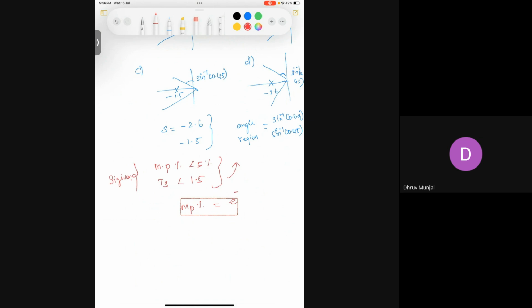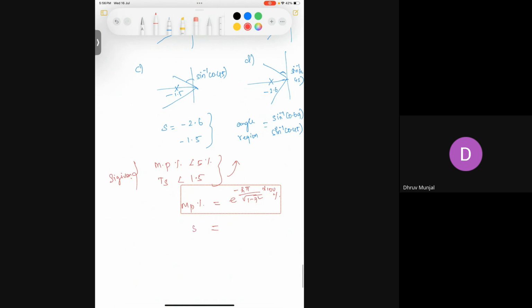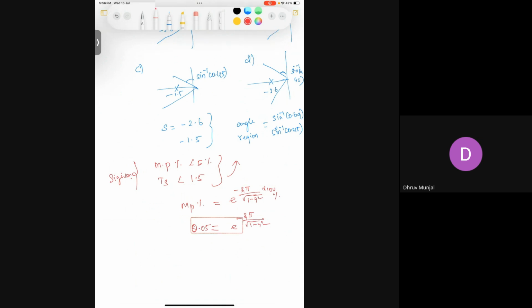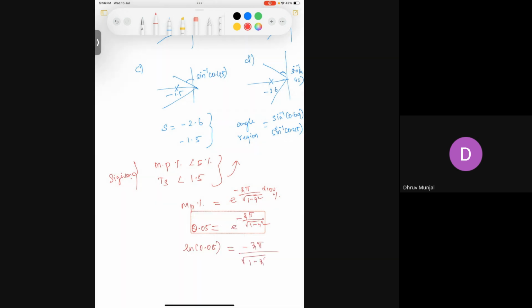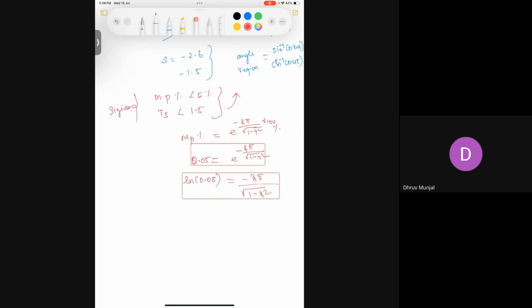Mp equals e power minus zeta pi divided by root of 1 minus zeta square. If you multiply by 100, it will become a percentage. For this you need only one piece of information. They have given 5% here. So this will be 0.05 equals e power minus zeta pi divided by root of 1 minus zeta square. So this will give you ln of 0.05. If you move the e to this side, this will be zeta pi by root of 1 minus zeta square. What will ln of 0.05 give?